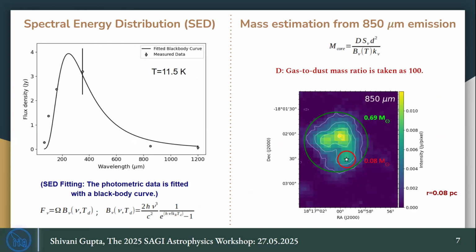For this, I used the flux density at different wavelengths, and I fit it with the modified black body. Where did you take the flux density for the different wavelengths from? For some I used Herschel data, for 1200 I used ALMA data, 850 from JCMT, and 350 was from an archive. Okay, thank you.